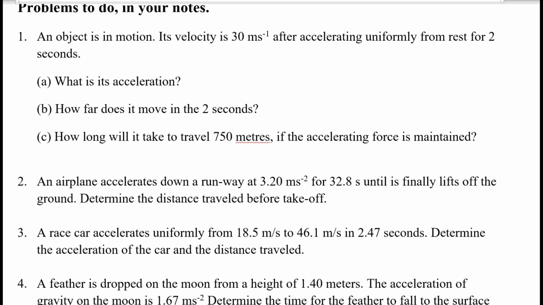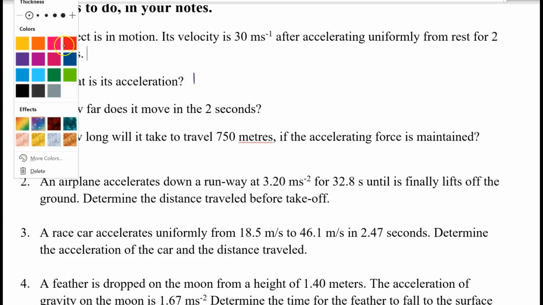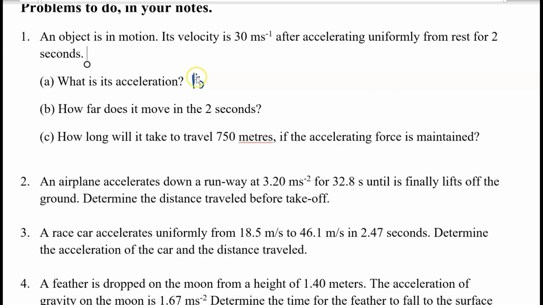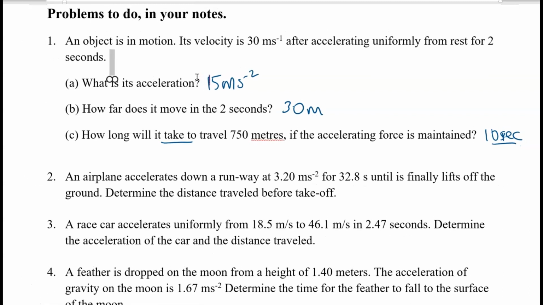Question 1, the acceleration should be 15 meters per second. I'll get out of the rainbow colors. 15 meters per second squared. Part B, you should get 30 meters, and part C, you should get 10 seconds. Okay, because it says how long will it take. In other words, it's time.